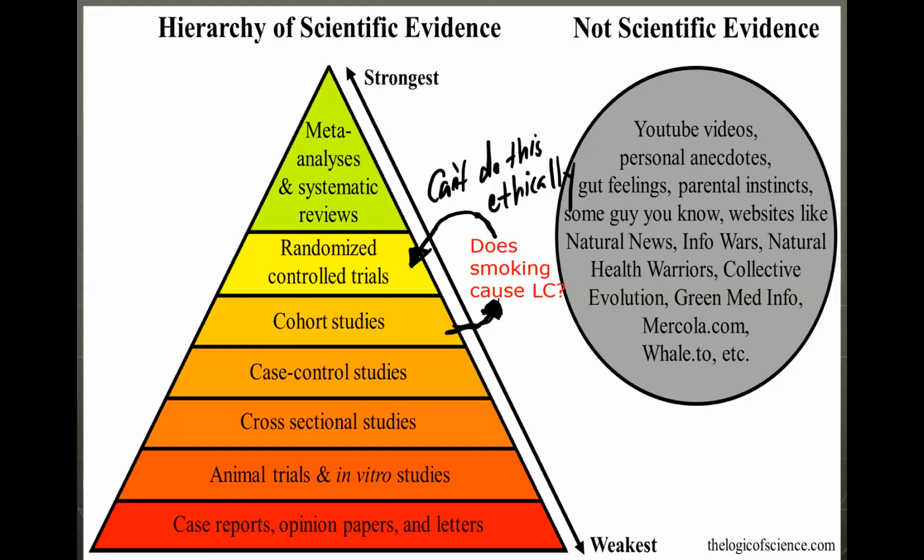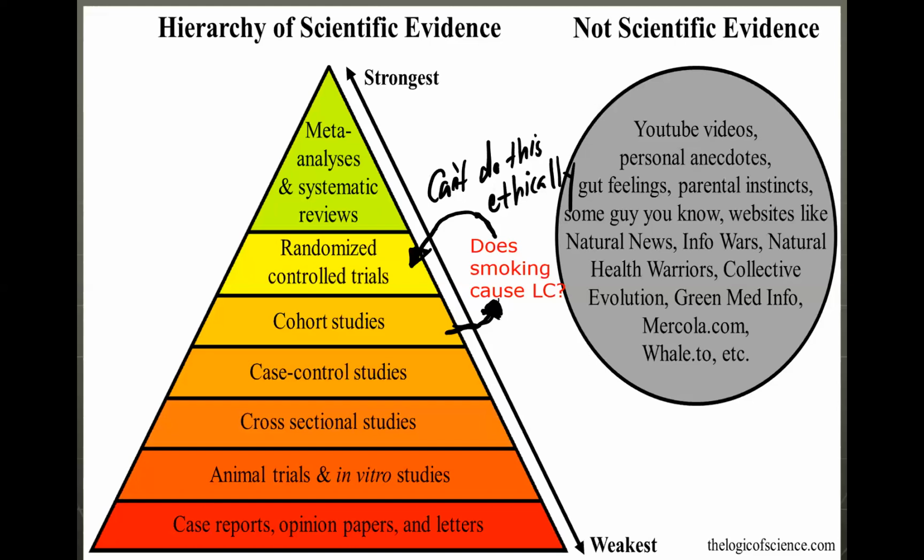If you want to know if something is true, what you need to look for are studies. So as you go up the pyramid, what you start to see at the top are studies, things called controlled trials, and at the very top is something called a meta-analysis.